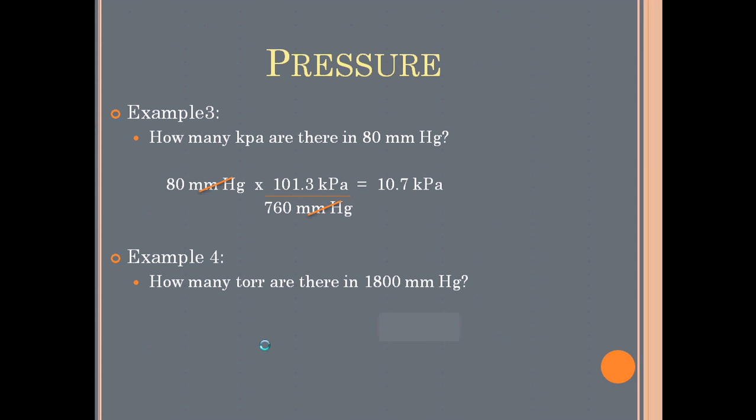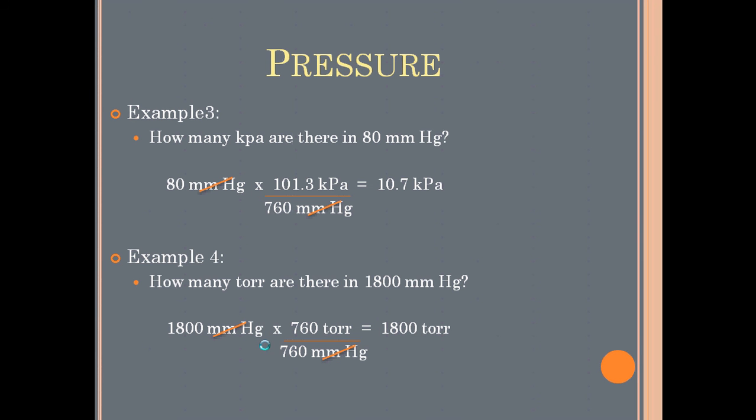Well, you put the 1,800 millimeters of mercury times 760 torr all over 760 millimeters of mercury. Then you cancel out the millimeters of mercury, and then you multiply across and divide, which gives you 1,800 torr. Example 5. How many millimeters of mercury are there in 12 atm?